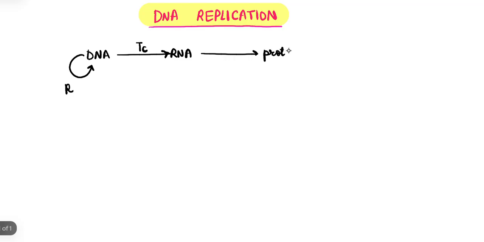We know that according to the central dogma, if the DNA strand is again formed from the parental DNA strand, this process is called replication. If this DNA converts into RNA, then this process is called transcription, and if this RNA converts into protein, then it is referred to as translation. So the process of formation of a new DNA strand from the parental DNA is called DNA replication.